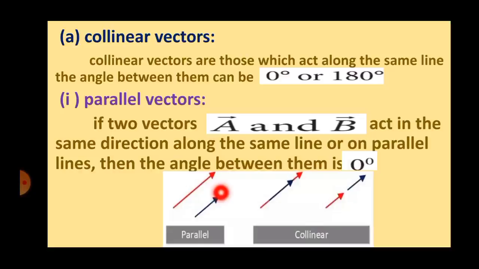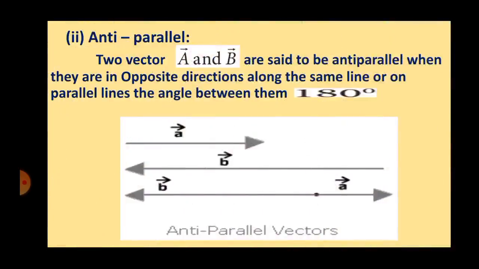Unlike vector. Then go to the second type of collinear vector, unlike vector or antiparallel vector. If two vectors A vector and B vector are said to be antiparallel when they are opposite in direction along the same line or on parallel lines, the angle between them is 180 degrees.